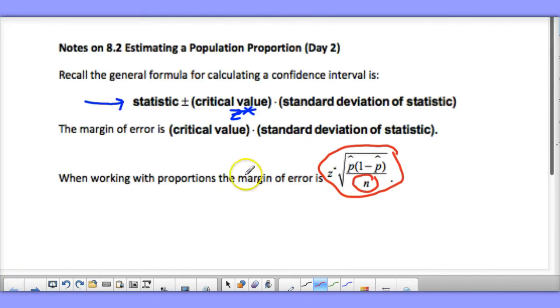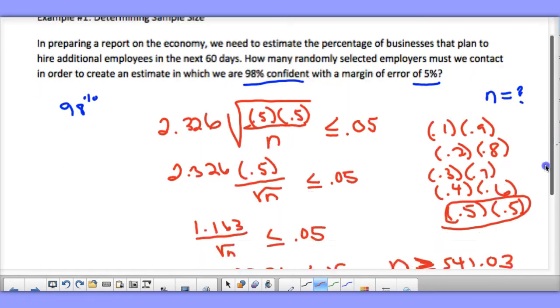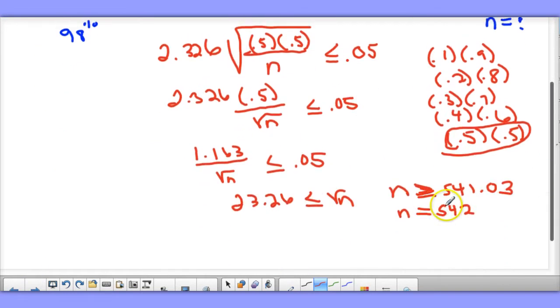Because the more people we sample, the larger our denominator becomes, the smaller this entire fraction becomes, the smaller our margin of error becomes. I'll say that again. The more people we sample, the smaller our standard deviation of our statistic, and the smaller our margin of error. So here, to answer this question, we need to sample at a minimum 542. If we sample more than 542 businesses, then we'll actually have a smaller margin of error.